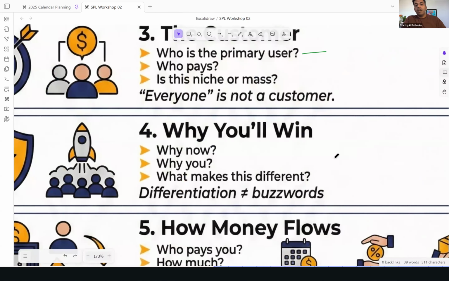So this is primarily the point we were just discussing: why you will win. You need to justify that, right? Why does this solution have to be solved now? What is the urgency? Why not one year later? Why are you best positioned to solve this?